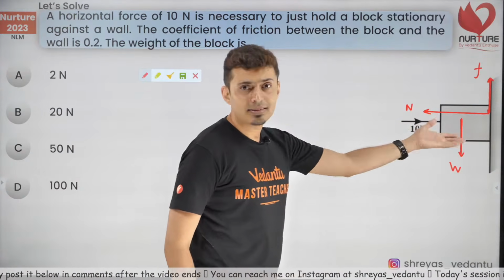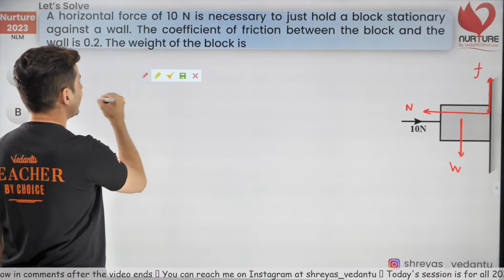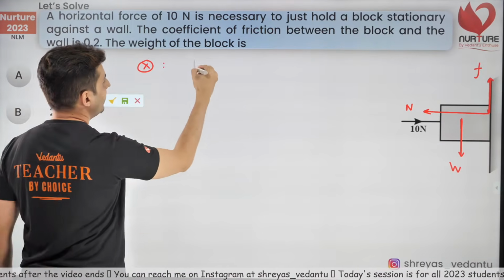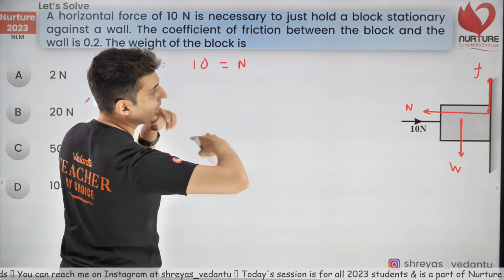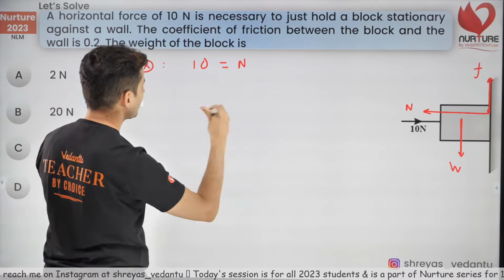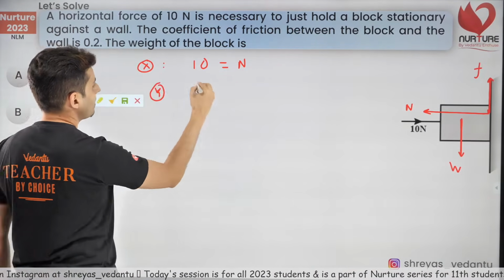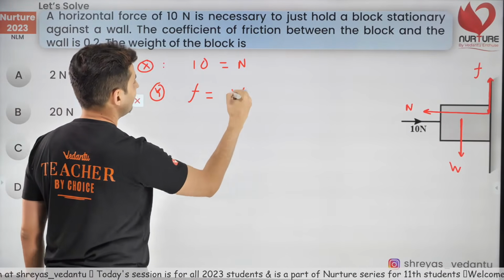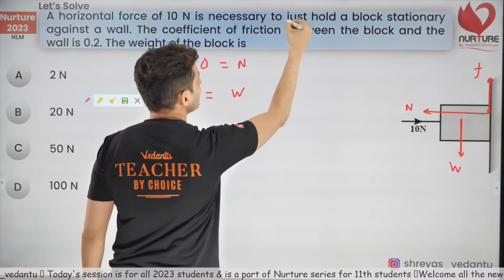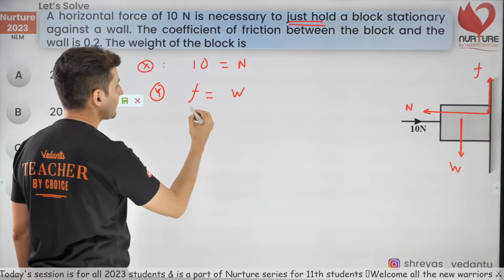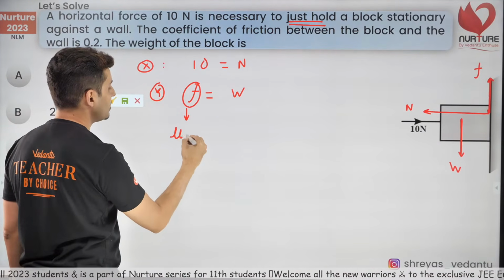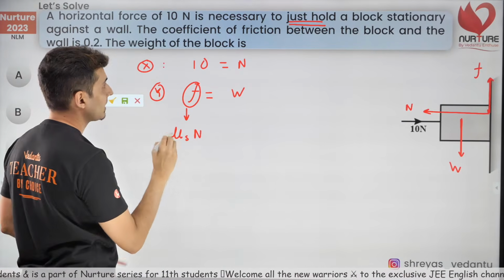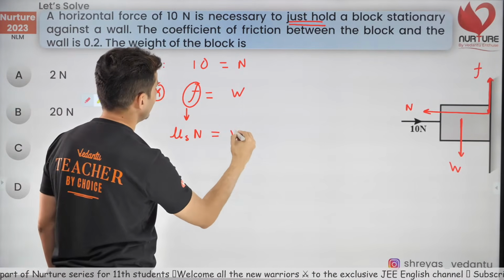Just balance the forces. In the x direction, won't 10 be equal to N? Won't 10 be equal to N because it is not moving? Cool. In the y direction, won't the friction be equal to the weight? Since it's mentioned it is just holding, that means this friction is no ordinary friction, it is mu s into N. Yes, it is mu s into N is equal to W.